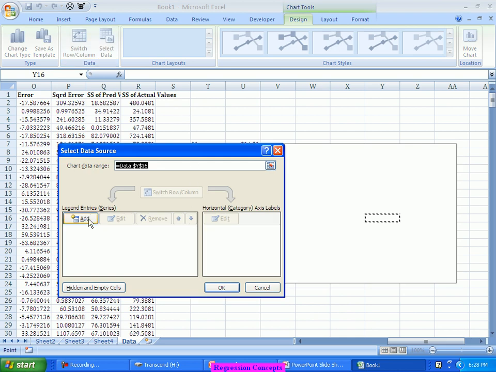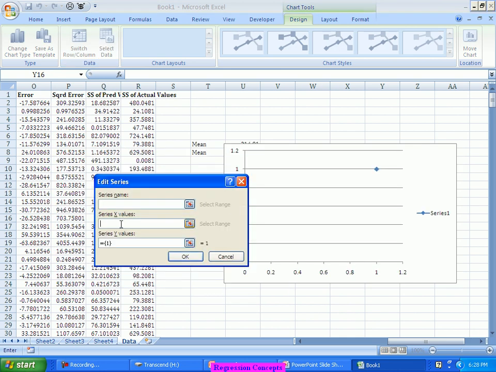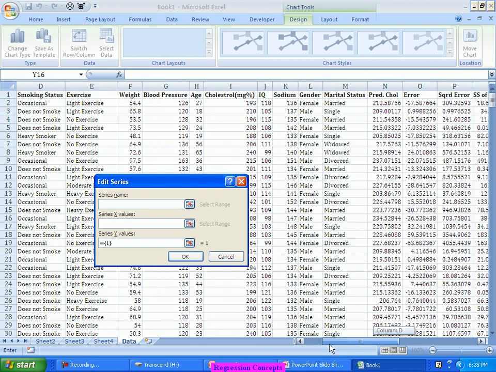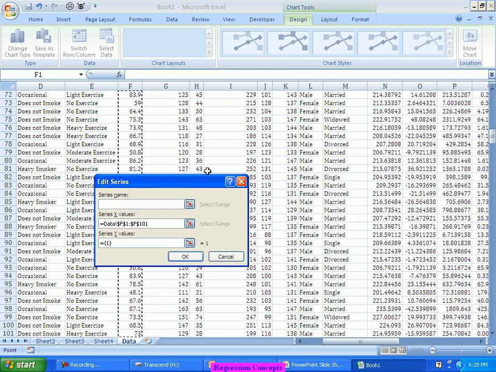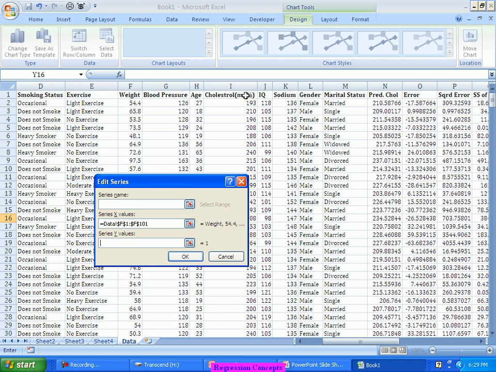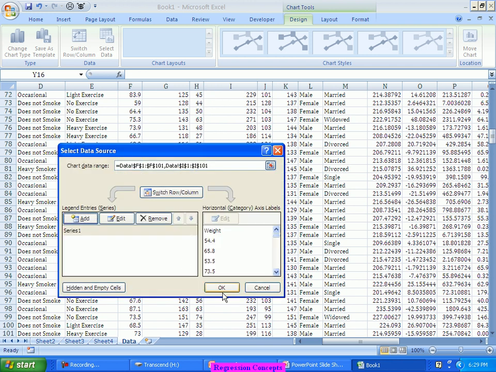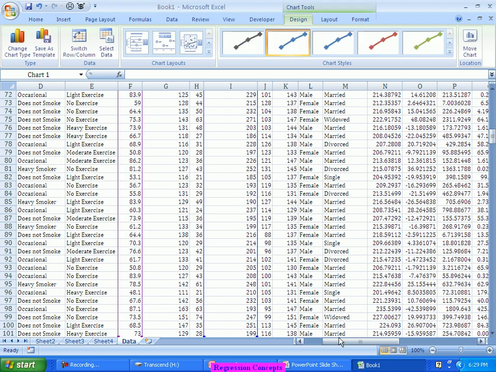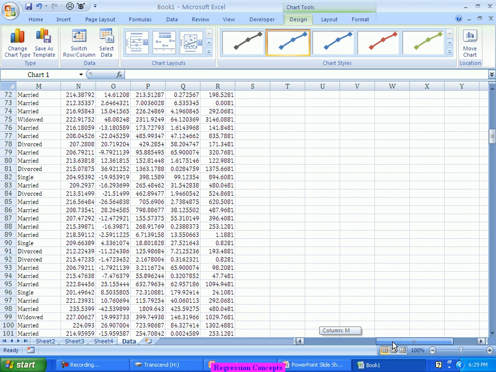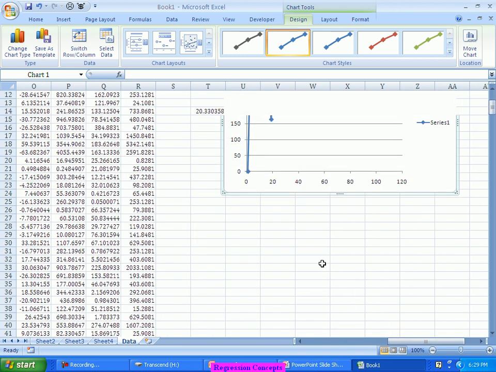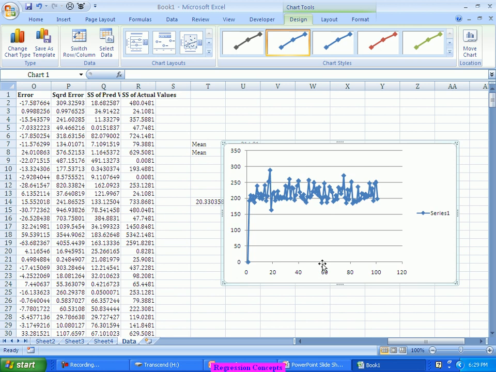Wherein I take one variable on the x. So probably I'll take the weight on the x-axis. It doesn't matter what I take where. I am taking weight on the x-axis and cholesterol on the y-axis. So this is the typical kind of graph that got generated. This is the kind of scatter plot that got generated.